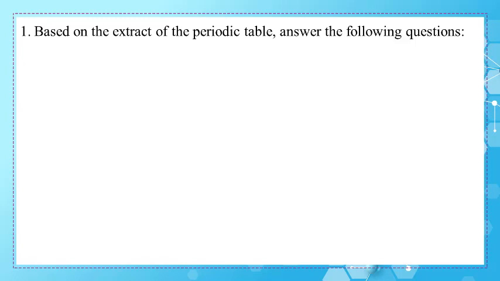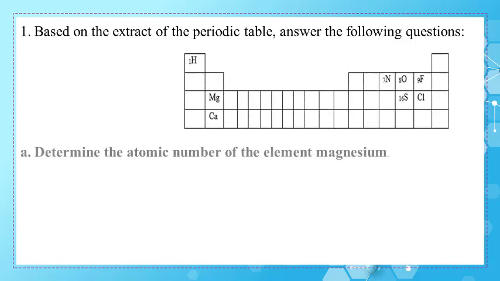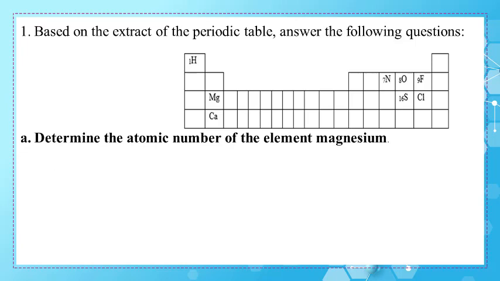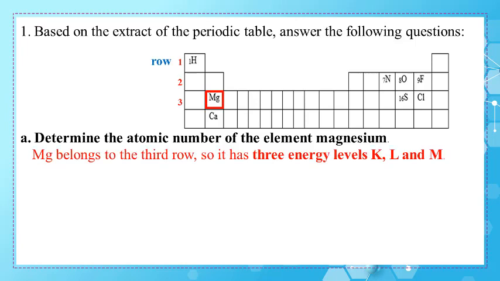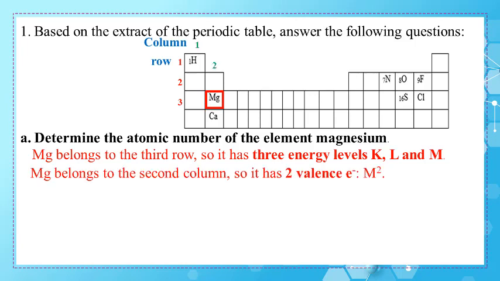Part 1. Based on the extract of the periodic table, answer the following questions. Part A. Determine the atomic number of the element magnesium. Magnesium belongs to the third row of the periodic table, so it has three occupied energy levels, K, L, and M. Magnesium belongs to the second column of the periodic table, so it has two valence electrons.